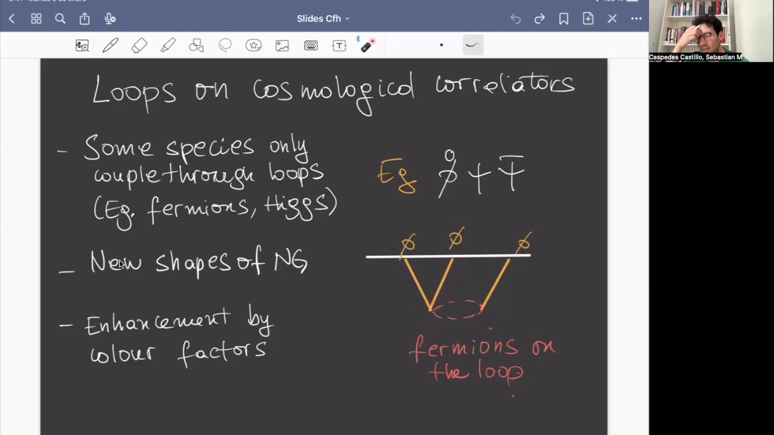This will also have interesting observational consequences. For example, it could lead to new shapes of non-Gaussianity that are not related to the ones that have been discovered before. But also, one of the problems of the cosmological collider is that the signals are very suppressed, and it will be possible to enhance them by having many particles running inside these loops.